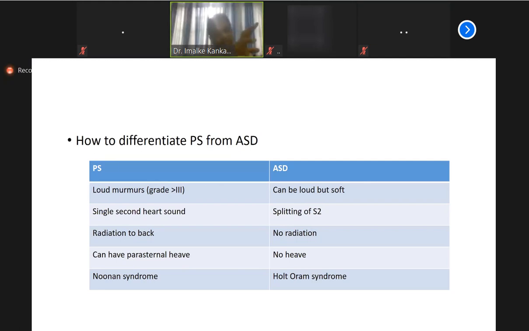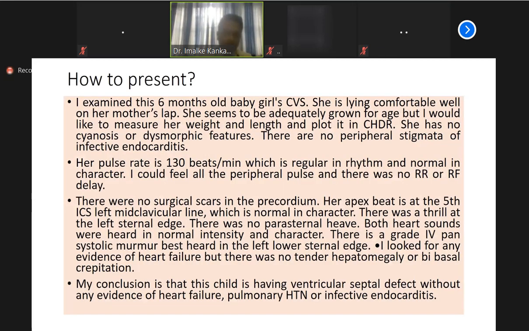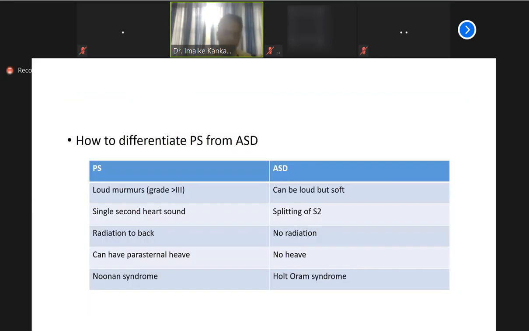Now, in some faculties, I have come across students presenting, okay, this child has got an ASD, but no evidence to suggest Holt-Oram syndrome. So that is full marks. Okay, now how are you going to present? Let's go through the chat.